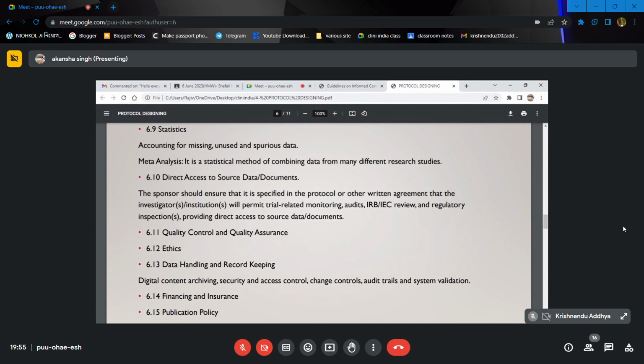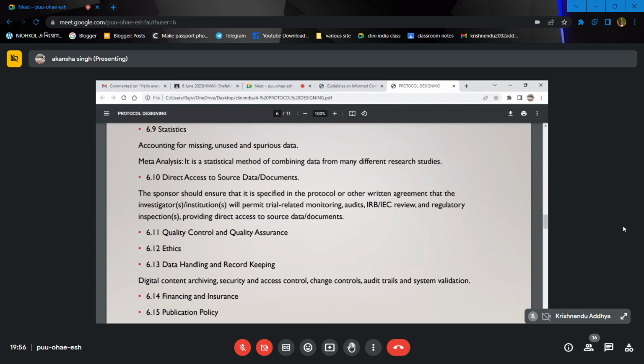Then the sponsor should ensure that the protocol and other agreements get verified, and it is important that the investigator gives permission to the ethics committee, the audit team, and the monitoring team to inspect and audit from time to time. They have direct access to all the documents.